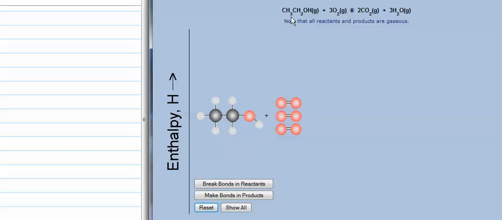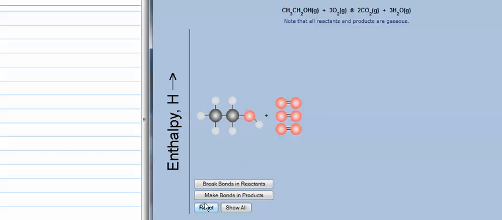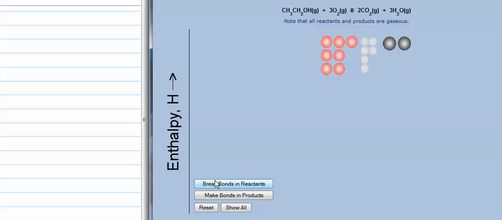We've got CH3CH2OH, that's the ethanol, and then we've got three oxygen molecules. And then what we can do is we can break the bonds. We can separate all those atoms. So when I start, these are bonded together. Every one of these dashes represents a bond. So when I put in energy, I break those bonds.